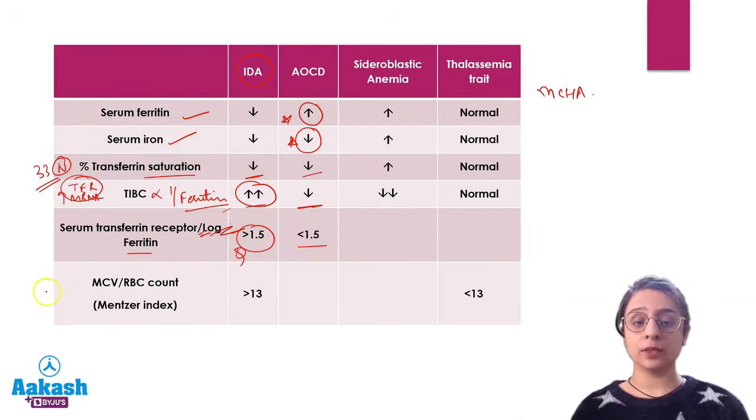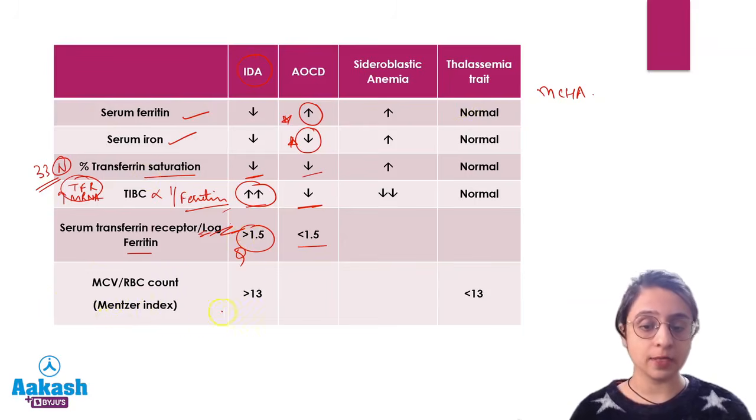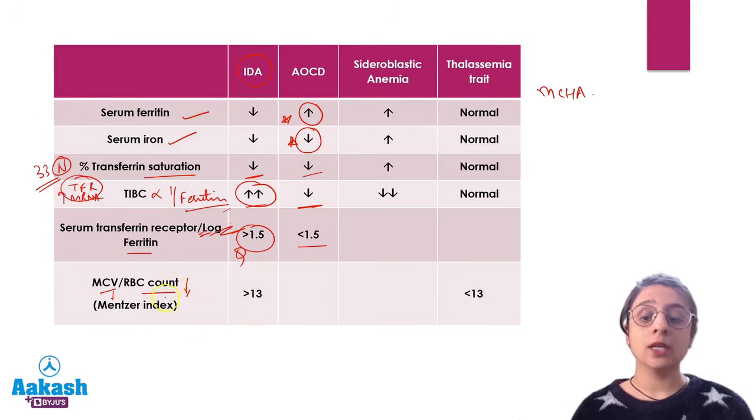Now very important difference between iron deficiency anemia and thalassemia trait is the RBC count. So MCV will be low in both, but RBC count will be low in iron deficiency anemia, therefore the ratio will increase to more than 13, whereas in thalassemia trait it will be less than 13 because the RBC count is normal or slightly increased.